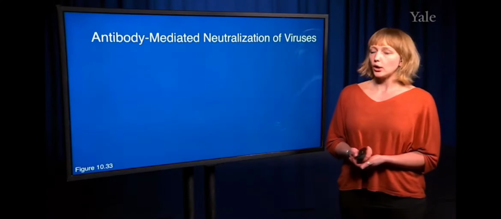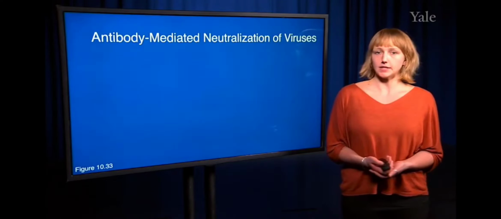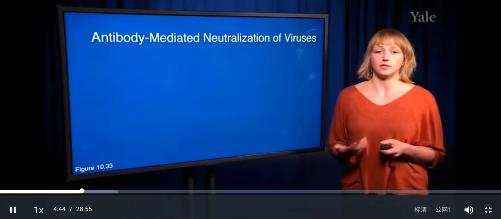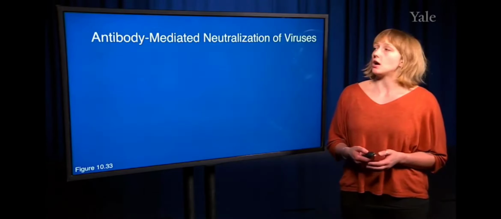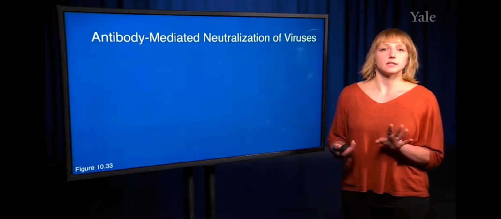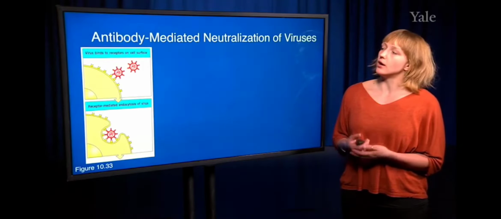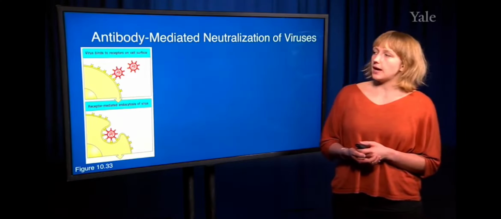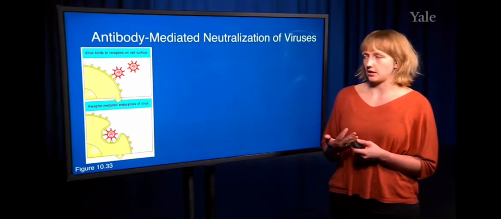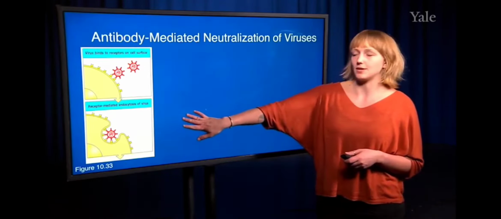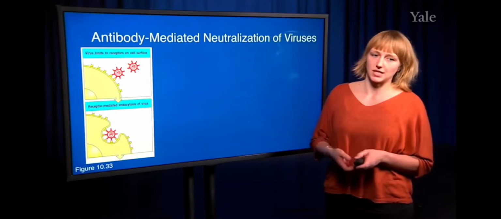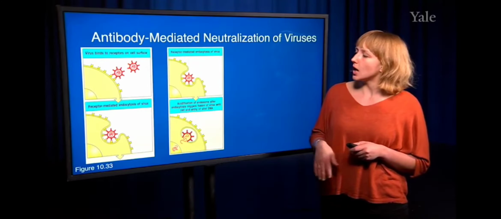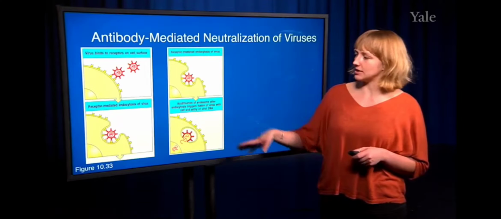Antibody-mediated neutralization of viruses is also very critical. So as viruses that are coated with antibodies are being cleared by opsonization, they're not all cleared right away, but that's okay, because when viruses are covered by antibodies, another important thing happens. So typically what happens when a virus is not covered by antibodies is that the virus binds to receptors on the cell surface, and then the virus is brought into the cell. So this is one of the means by which viruses infect host cells. Then the contents are released, and the virus starts replicating in the host.